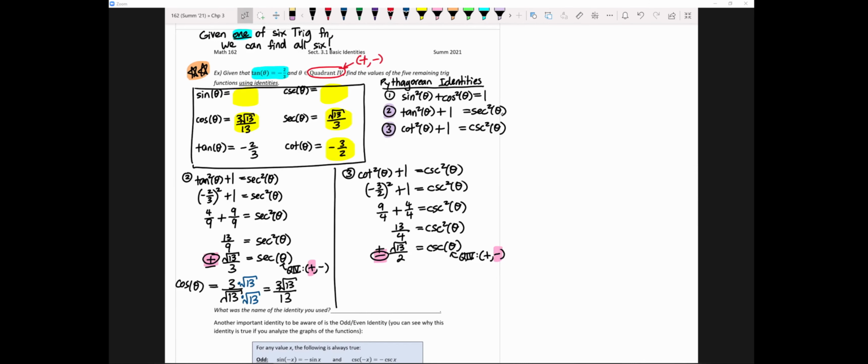Okay, so now that we have cosecant of theta is negative square root 13 over 2, that means sine of theta, the reciprocal of cosecant, is going to be negative 2 over root 13. But we need to rationalize the denominator. So sine of theta is going to be negative 2 root 13 over 13.